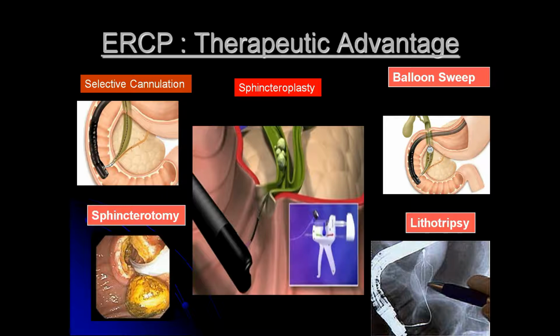And we should know the Fogarty biliary balloon, and also the use of mechanical lithotripsy, wherein we can pass the basket and we can pulverize the stone and take the stone bits. So these are all the various therapeutic procedures we perform in the ERCP. Next slide.